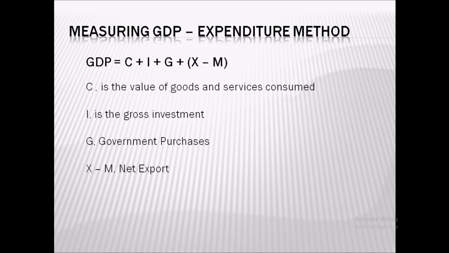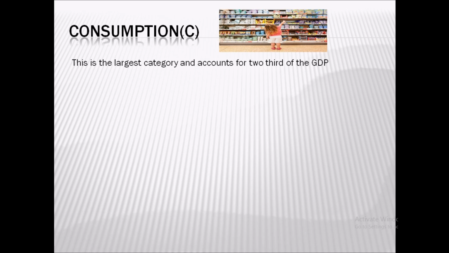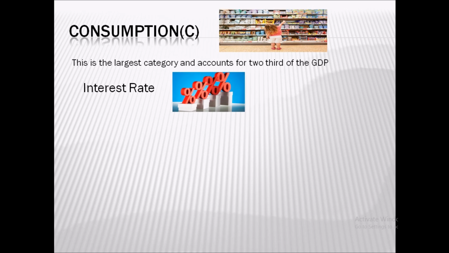Now let's look at each of these items in detail. So consumption. Consumption is the largest category in a GDP, and it accounts for 2/3 of the total GDP. And consumption in an economy is affected by some other elements. So for example, interest rate. When the interest rate in an economy goes up, people tend to save more rather than spending the money. So when the interest rate goes up, consumption in the economy goes down.